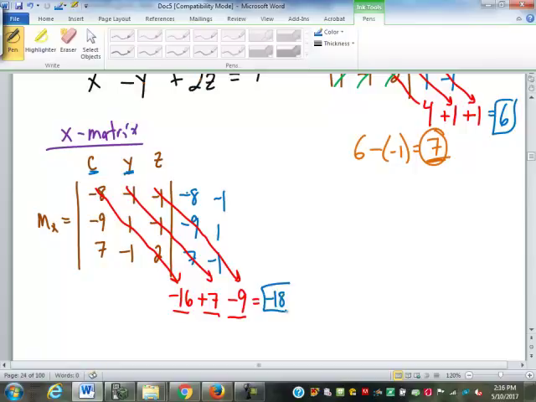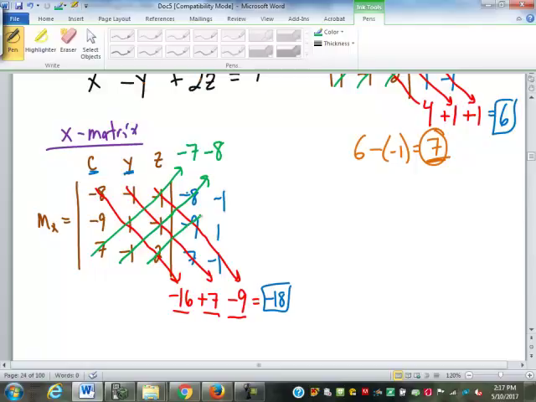Negative 18, good. That's our down diagonal. Let's go up. 7 times 1 is 7 times negative 1, negative 7, good. Negative 1 times negative 1, positive 1 times negative 8. Careful. Negative 1 times negative 1 is positive 1. Positive 1 times negative 8 is a negative 8.